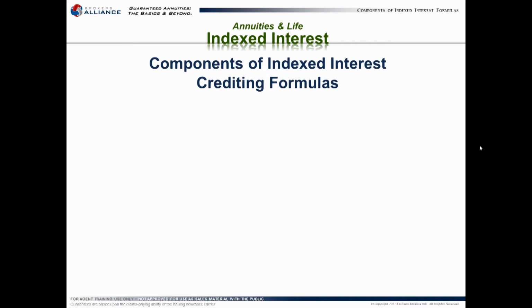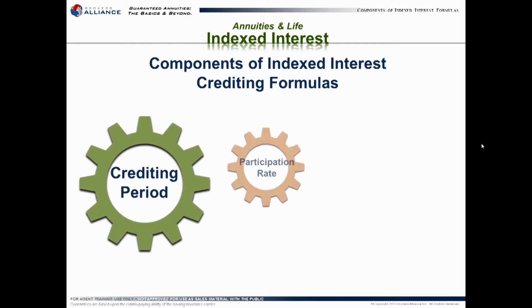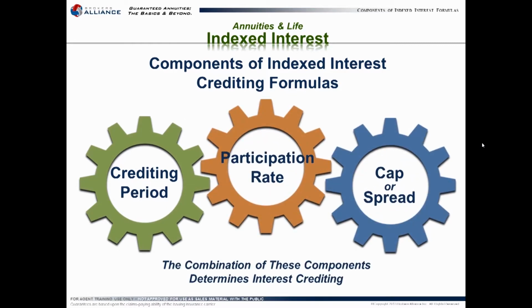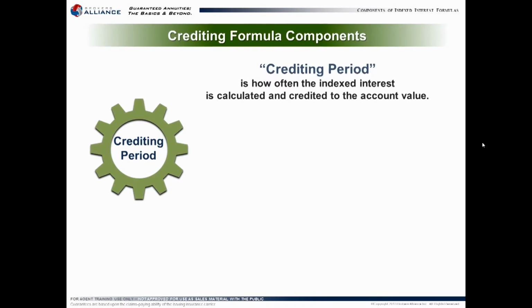Now, when we look at these crediting formulas, there are certain components that we have to understand how they work, not only independently, but more importantly, how they work together. And the three that we're really going to take a look at are the crediting period, the participation rate, and the cap or the spread, depending upon what the specific type of formula is. The combination of these components is what's going to determine interest crediting. So let's begin with the crediting period.